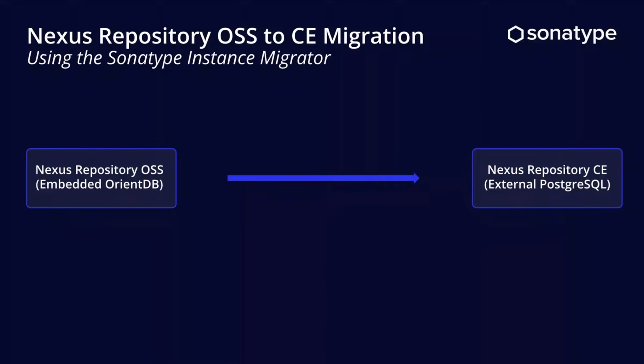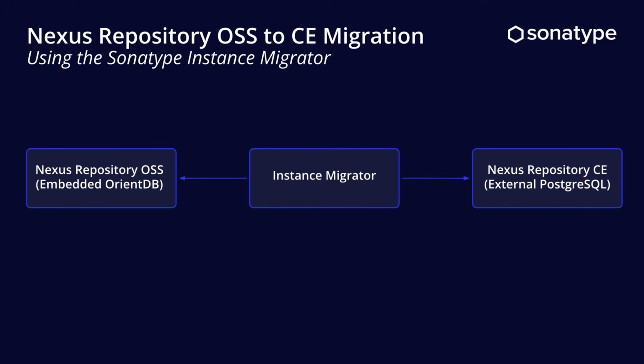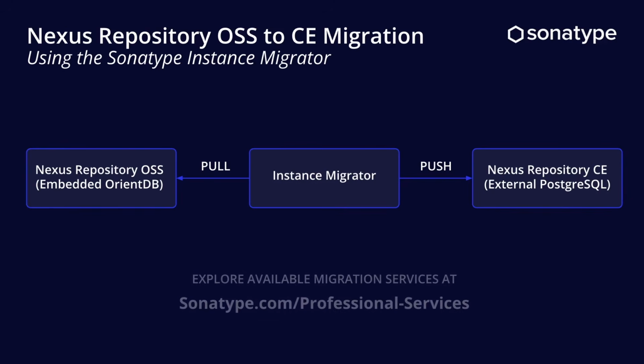In this walkthrough, we'll migrate a Nexus Repository OSS instance to Nexus Repository Community Edition using Sonatype's Repository Instance Migrator. This walkthrough covers a straightforward migration from OSS to Community Edition. If your environment is more complex, or if you're migrating to Nexus Repository Cloud, we recommend reaching out to the Sonatype Migration Services team before you begin.